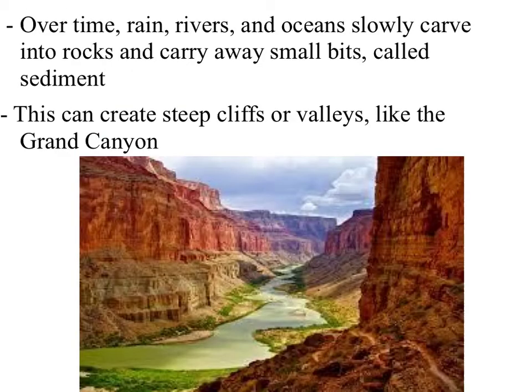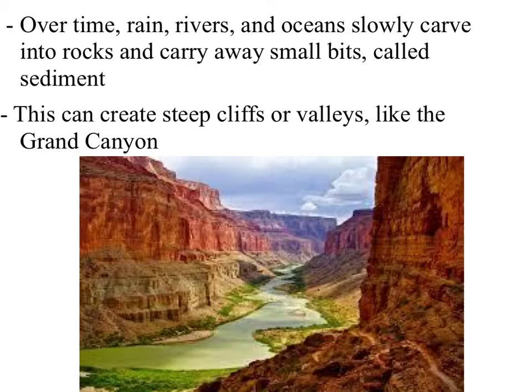There are a lot of different forces on the earth that cause erosion. And they can be slow or fast, but rain, rivers, and oceans, so moving water, is very effective at carving into rocks and just carrying them away. Those small bits that they carry away are called sediment. And that's one reason that when we talk about sedimentary rock, that's rock that's been formed from tiny bits of other rock that have been moved somewhere, usually, say, the bottom of the ocean, and turned into rock there.